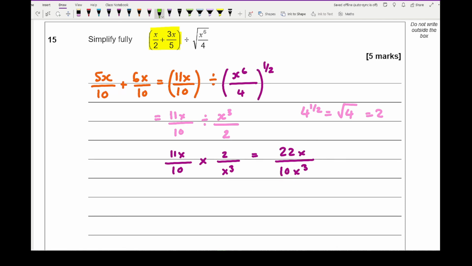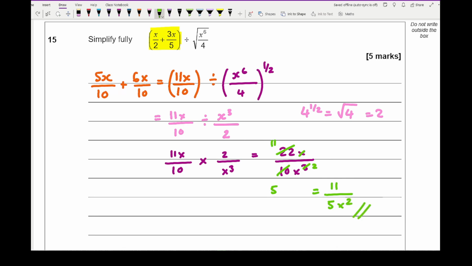Then simplifying this, we can divide both numbers by 2, so that gives me 5 and that gives me 11. We can cancel that x with that x, leaving me with a simplified fraction of 11 over 5x squared.